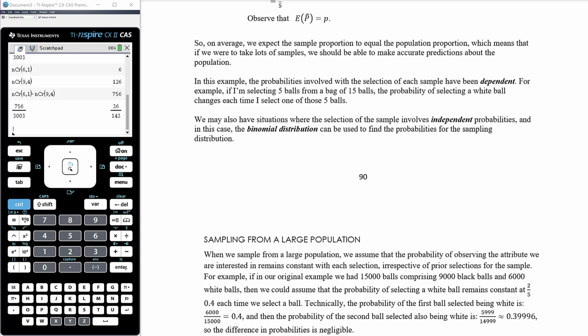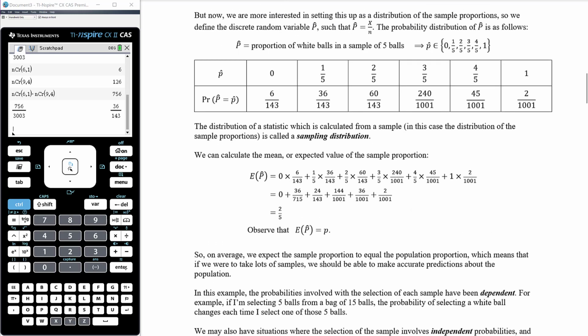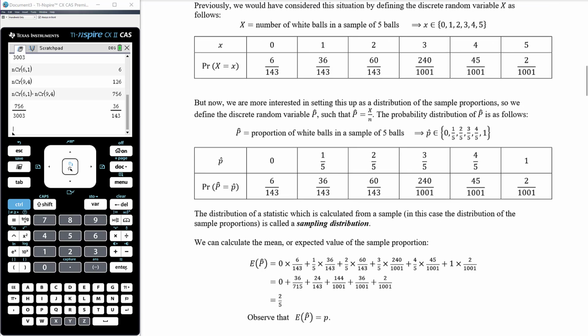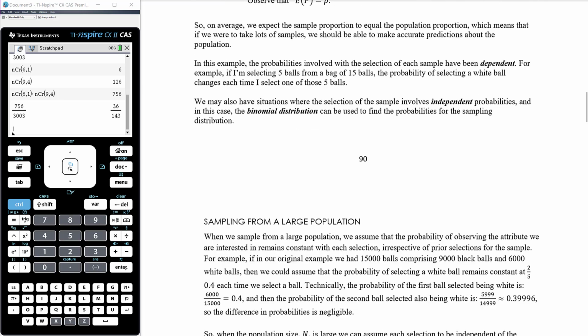But when we have situations where the selections in the sample involve independent probabilities, then we can use a binomial distribution to generate this probability distribution, and it's actually going to be a lot more efficient.